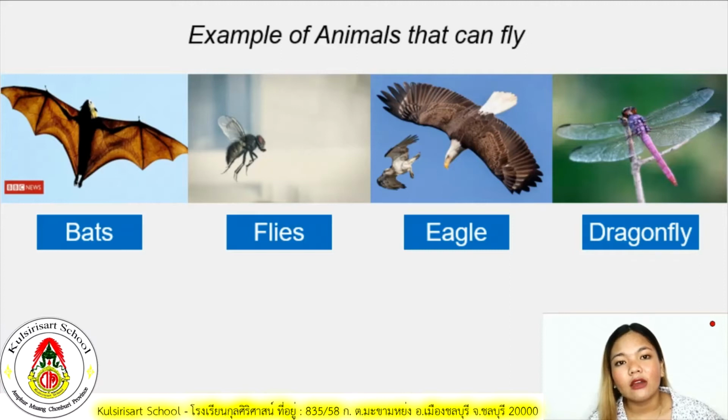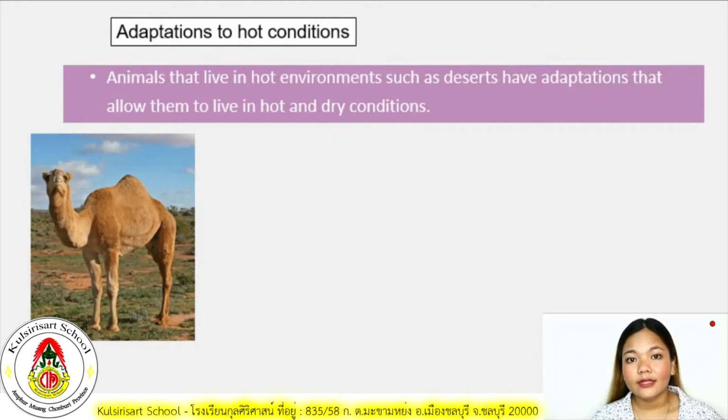And as you can see, the common thing about them is that they have wings, okay? All of these wings help them fly, okay? Without these wings, do you think these animals can fly? Definitely no. Now, let's proceed to the next type of adaptation, and that is adaptations to hot conditions.